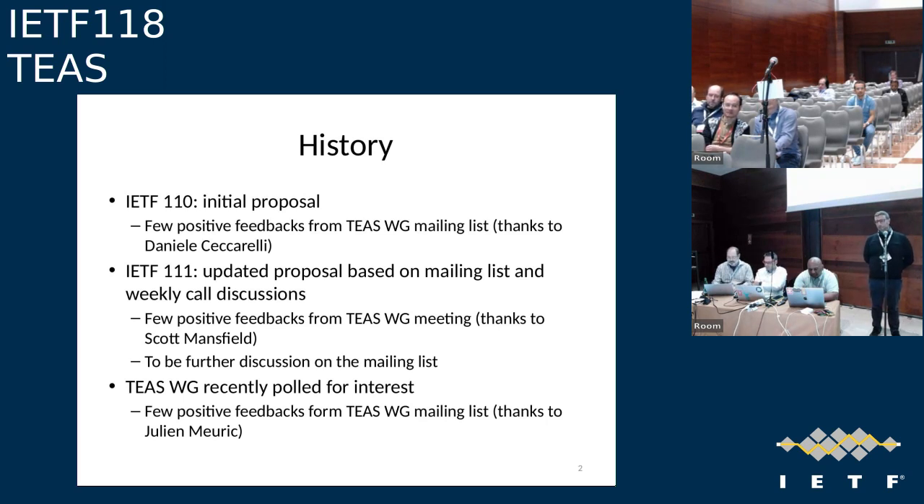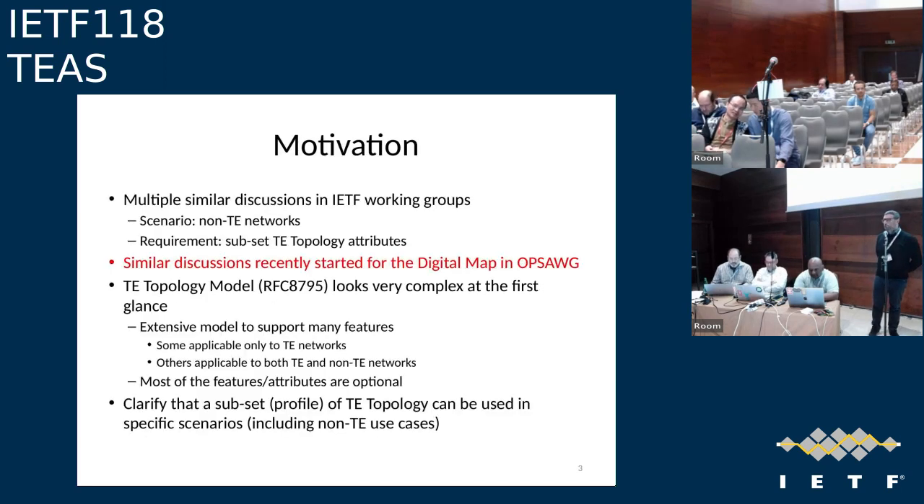We recently polled the working group for interest, and we got a few positive responses, from Julien, on moving forward, so we decided to present the document here to get more feedback. Next slide. So what was the motivation at the beginning? The red one is the new motivation, and that is why we are back here. For a long time we have found multiple discussions in different IETF working groups where there is a non-T network, but the solution can be addressed by taking a subset of the attributes already defined by the T-topology model.